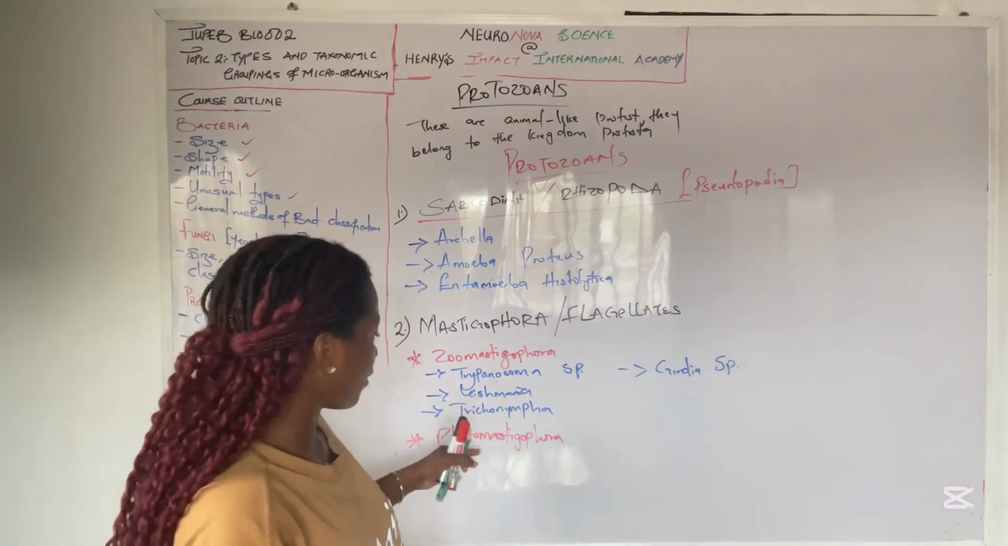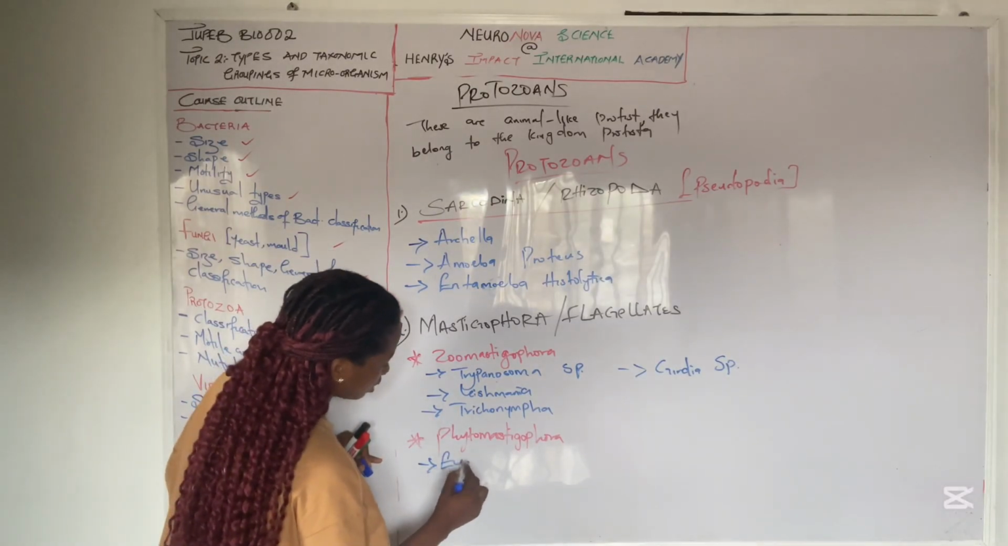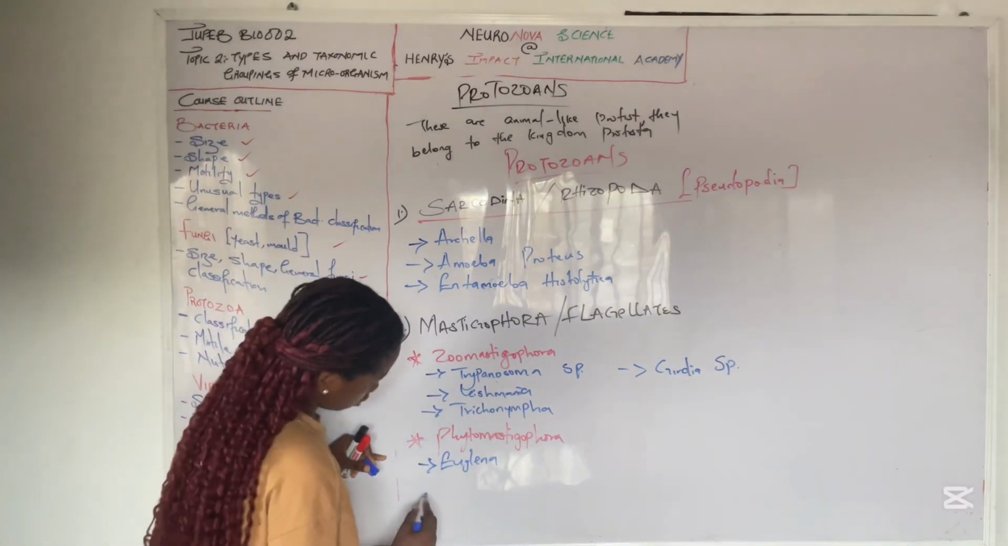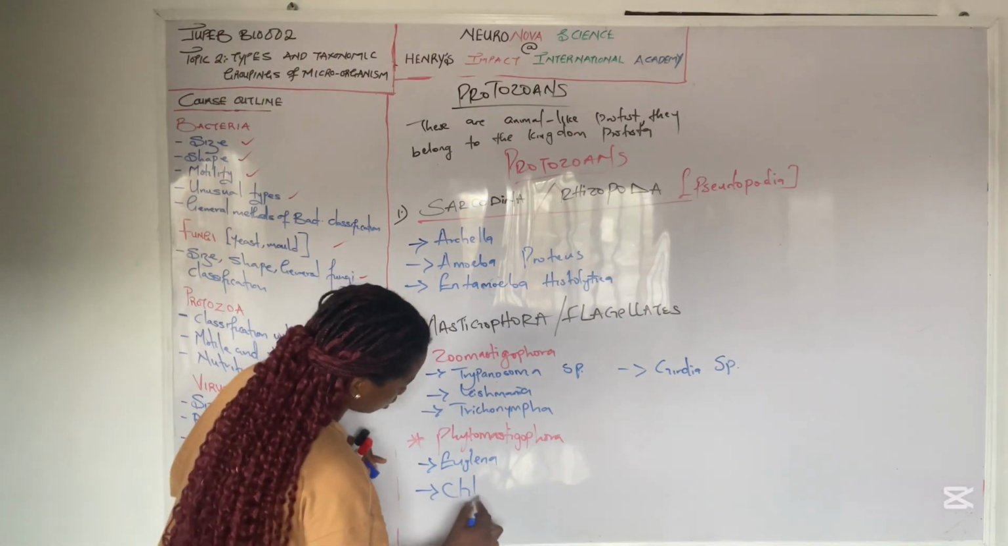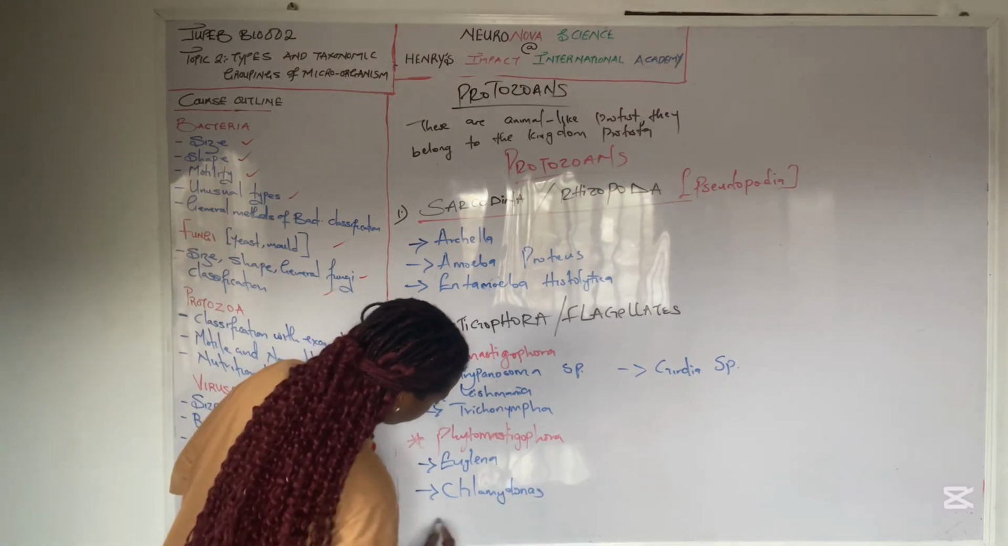Now the Phytomastigophora, that's where you have Euglena, which is autotrophic. You have Chlamydomonas. You also have Volvox.